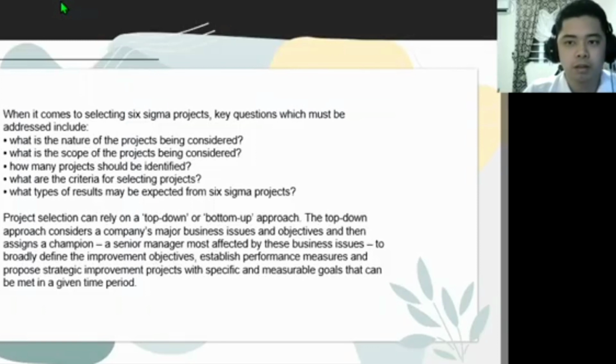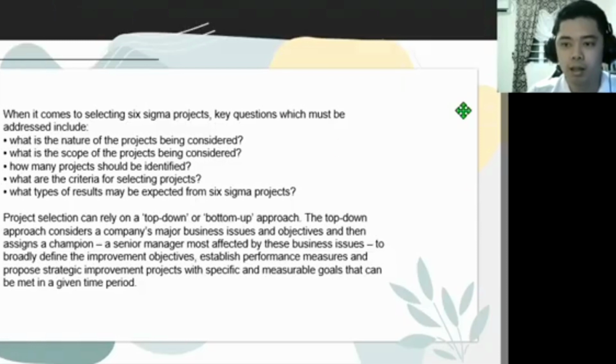Next page po tayo is when it comes to selecting Six Sigma projects, key questions which must be addressed include: what is the nature of the projects being considered? Then, what is the scope of the projects being considered? How many projects should be identified? What are the criteria for selecting projects? What types of results may be expected from Six Sigma projects?